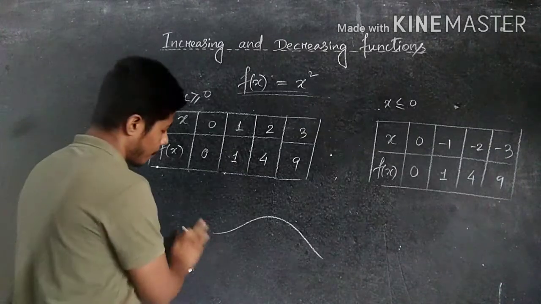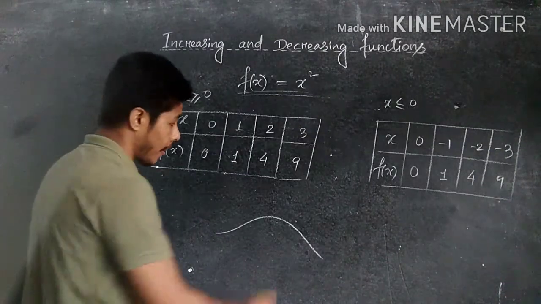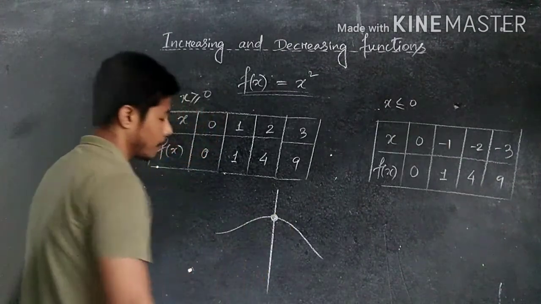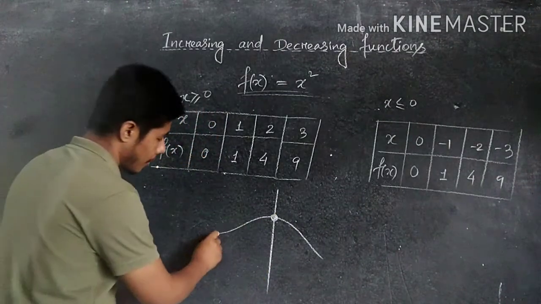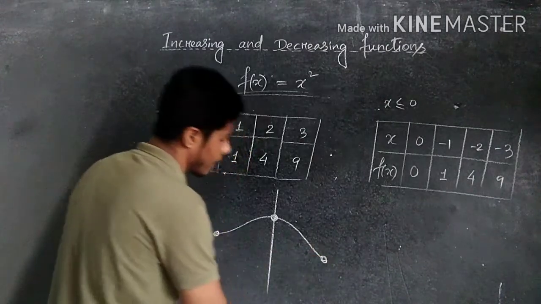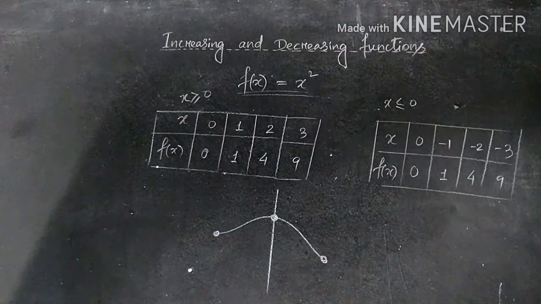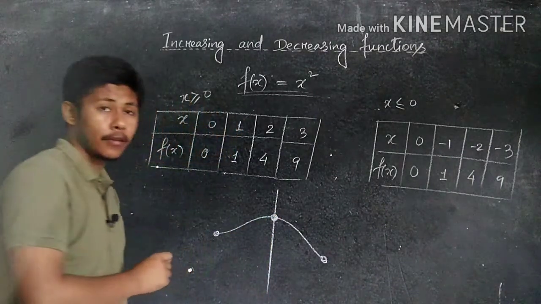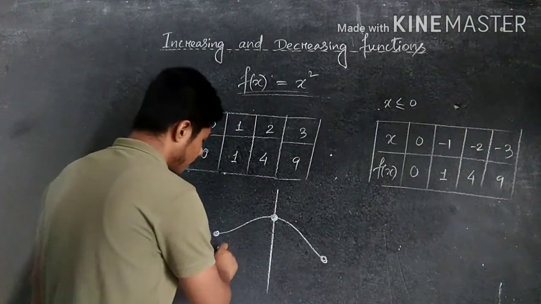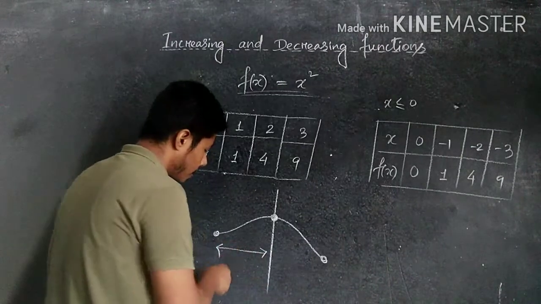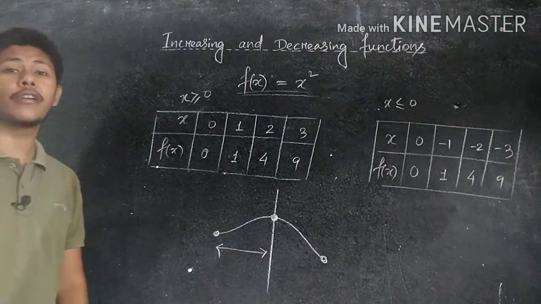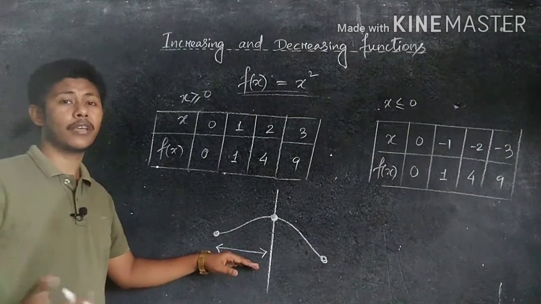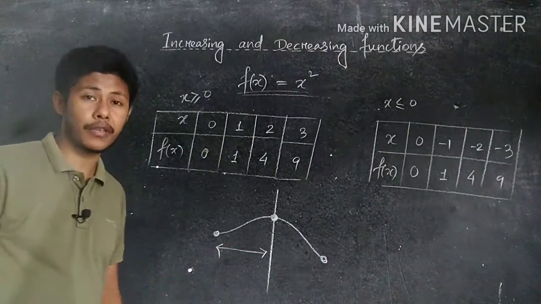One graph is given to you in this way, with a point like this, starting here and ending here. Suppose this one is the point. If anyone asks you, in this part, is the graph increasing or decreasing? In this part, is the graph increasing or decreasing? If anyone asks you, then what do you have to say?